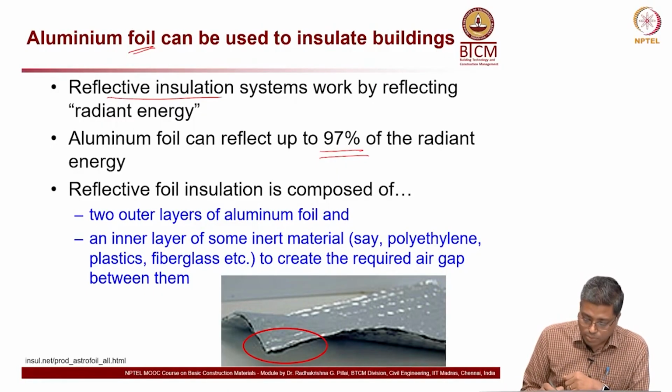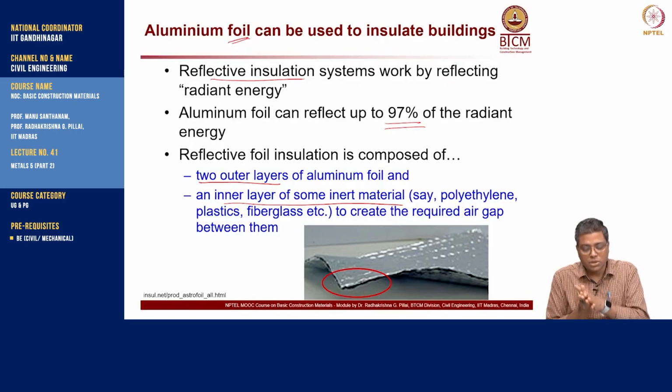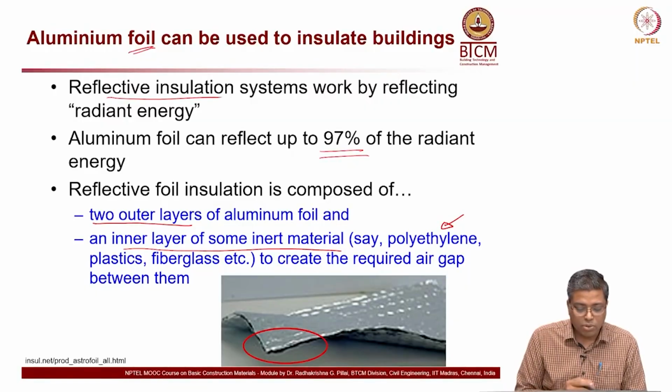Okay. What is it composed of? You can see, as in this picture here, two outer layers of aluminum foil and an inner layer of some inert material. So, it is like a sandwich product, and typically this inner layer is made of some kind of plastic, polyethylene plastic, fiberglass etc.